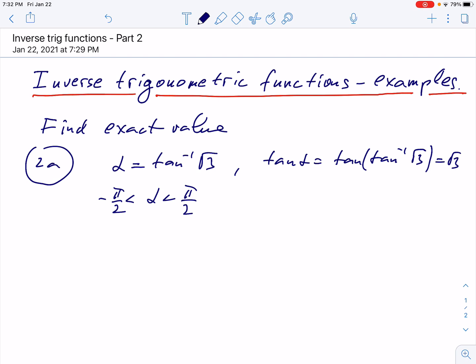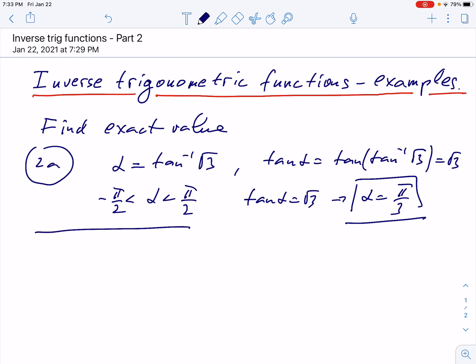And now we have tangent alpha equals root of 3. We know that alpha is in this interval. What angle could this be? Remembering the table, and this table you have to memorize very well, values of trigonometric functions for some standard angles. So from this table we conclude that alpha should be pi over 3. And that's how we answer our question. That's the exact value of inverse tangent of root of 3.